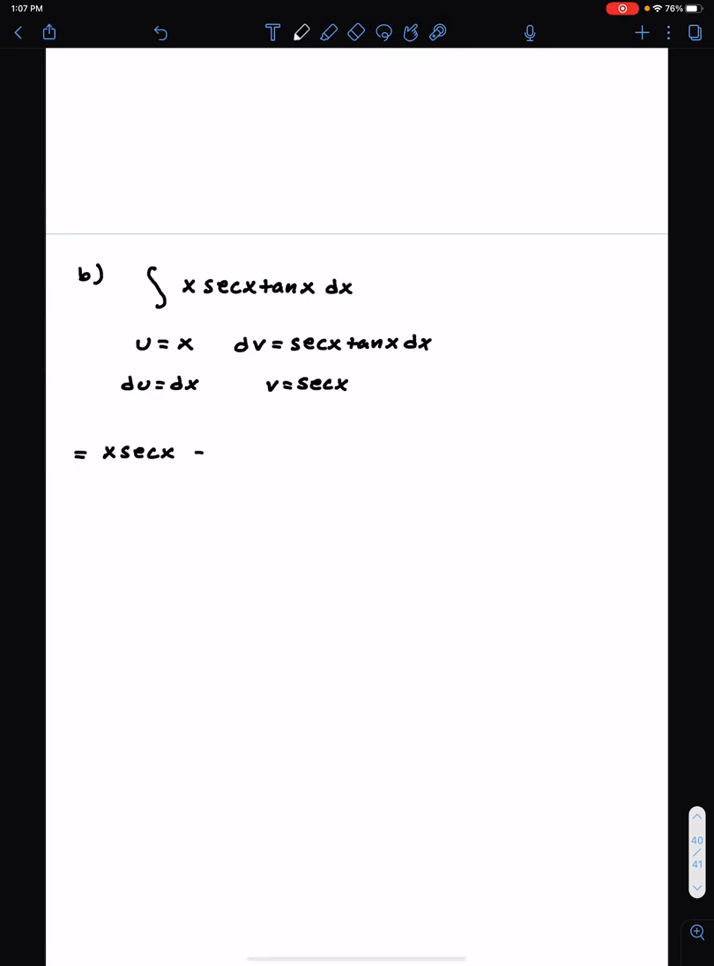So this integral is u times v, so x secant x, minus the integral of v du, so secant of x dx. So I get x secant of x minus the integral of secant of x, which is natural log absolute value of secant of x plus tangent of x, plus c.